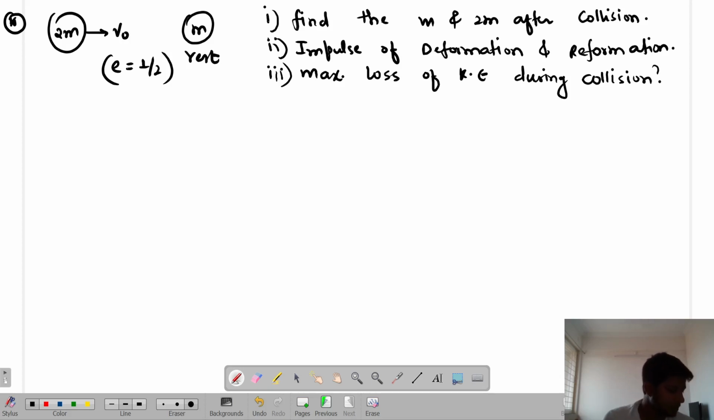Now, at least find the velocity first. Find the V of m and 2m after collision, the impulse of deformation and reformation, and the maximum loss of kinetic energy during collision.